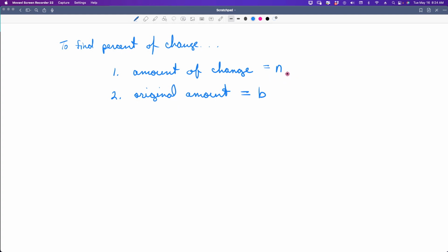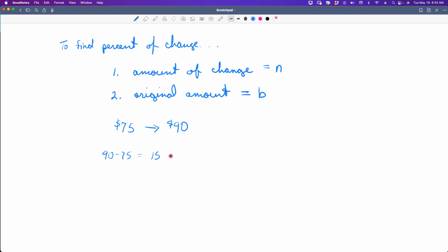So this N could be a bigger number or a smaller number than the base. And when this N is a bigger number, then we know it's a percent of increase. When N is a smaller number than our B, then we know that it is a percent of decrease. Let's say, for instance, if the price of an item rises from $75 and it goes to $90, we know that's an increase. To find the percent of increase, we would simply subtract. We would say 90 minus 75 is equal to 15.